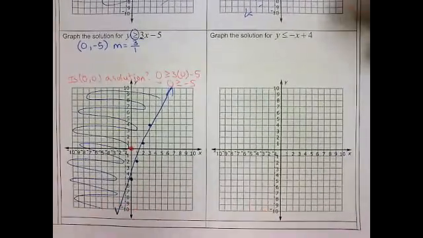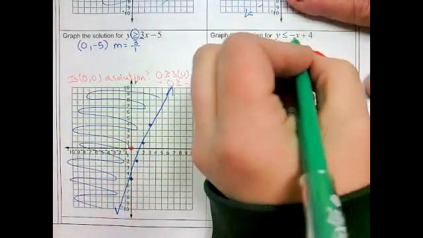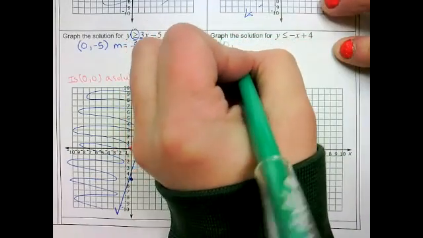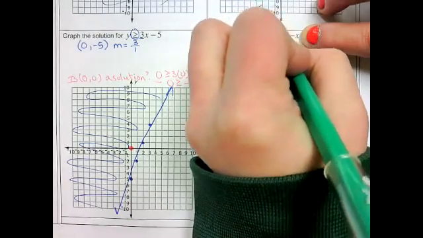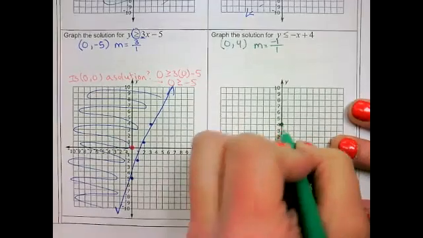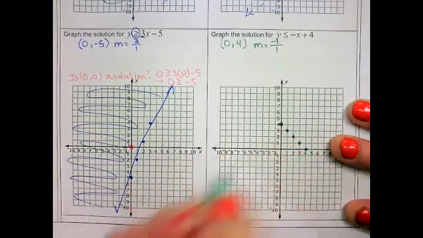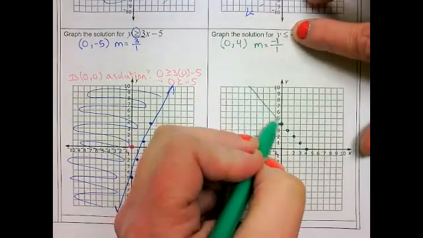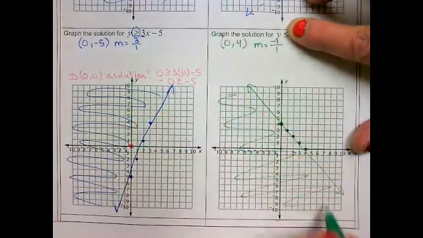The next one says graph the solution for y is less than or equal to negative x plus 4. So I'm going to find my y-intercept, which is 0, 4. And my slope, that's a negative, so that's negative 1 over 1. So 0, 4, and from there I'm going to go down 1 over 1, down 1 over 1, and keep going. It's less than or equal to, which means it's a solid line. And I'm going to shade below it.